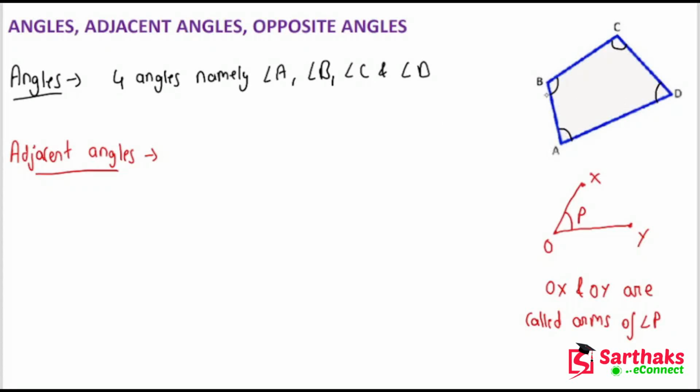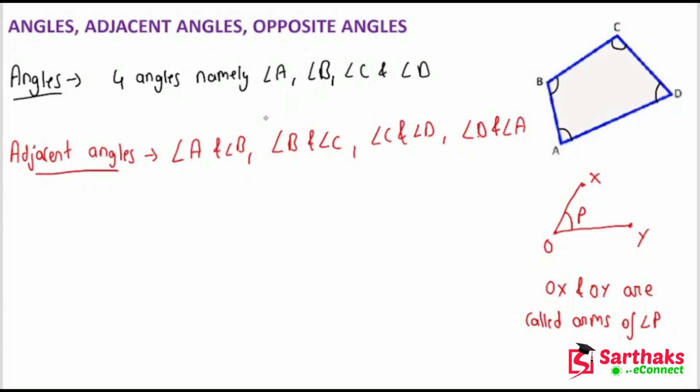So AD and AB are arms for angle A, and AB and BC are arms for angle B. So AB is the common arm for angle A and B. So angle A and angle B are adjacent angles. Similarly, angle B and angle C have an arm common, which is BC. Angle C and angle D have an arm common, which is CD. Similarly, angle D and angle A have an arm common, which is AD. So we have four common arms: angles A and B, B and C, C and D, and D and A. So four pairs of adjacent angles that we are getting. So it is clear that adjacent angles are nothing but the angles which have a common arm.